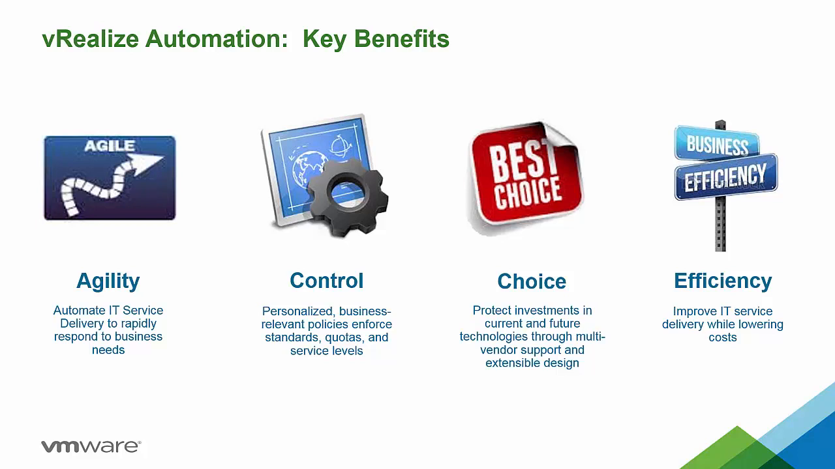And finally, efficiency, which helps us improve the IT service delivery because we're automating a lot of processes. It takes less time to do a lot of those day-to-day operational tasks for the IT admins. Again, being able to provide IT services quicker and saving time means that you're also saving your business money. So those are the 4 key benefits: agility, control, choice, and efficiency.